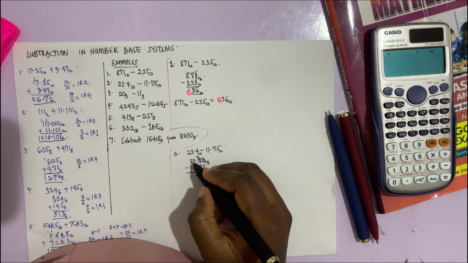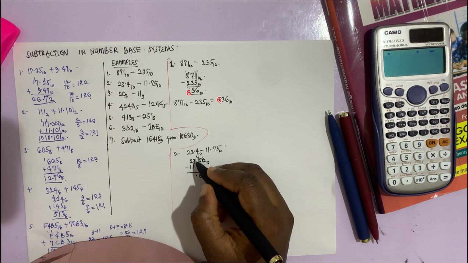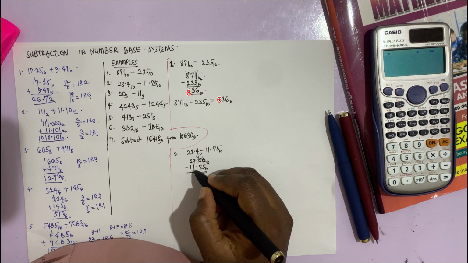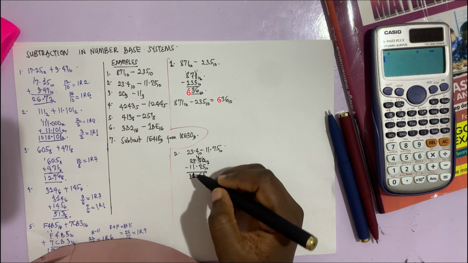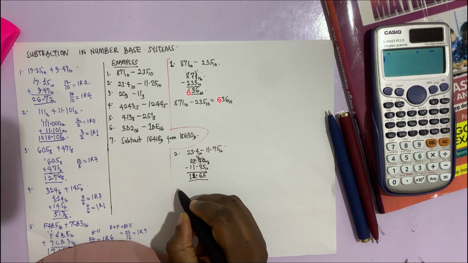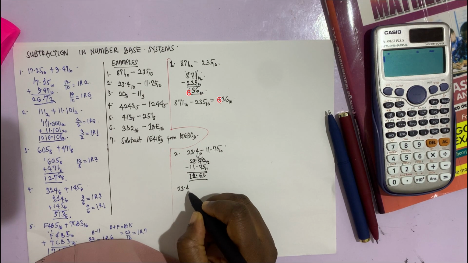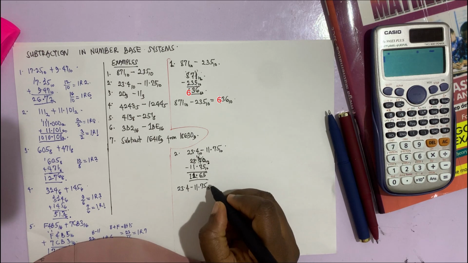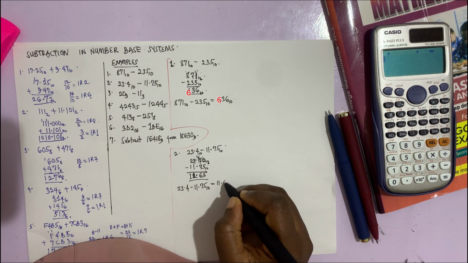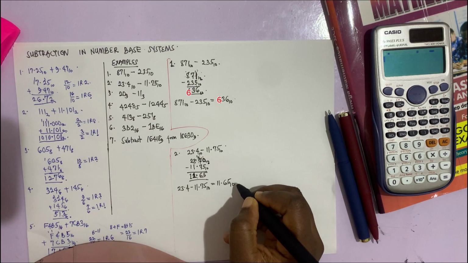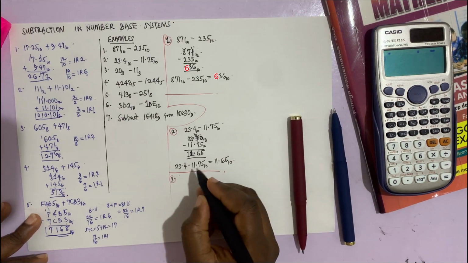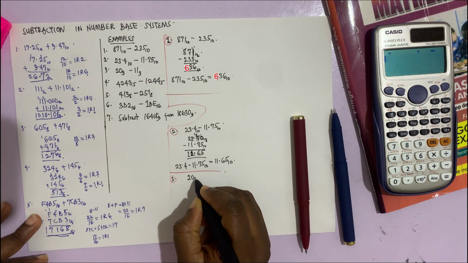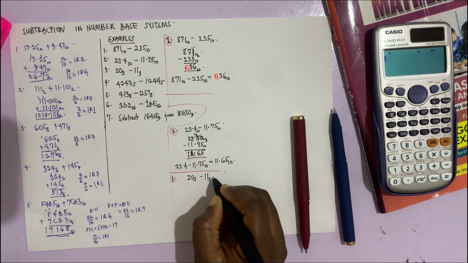Point. So what we have left here is 2 because we have borrowed 1. So 2 minus 1 will give us 1, and 2 minus 1 will give us 1. So 23.4 minus 11.75 base 10 will give us 11.65 base 10. For question 3, we have 20 base 3 minus 11 base 3.